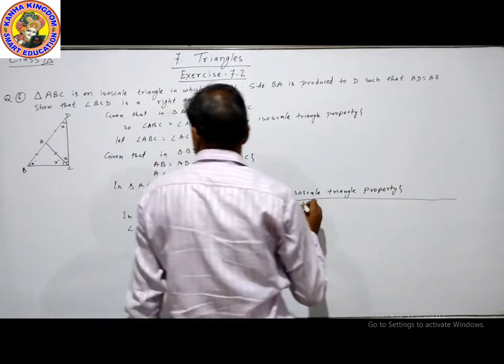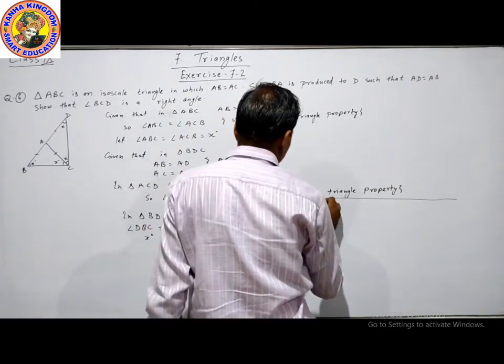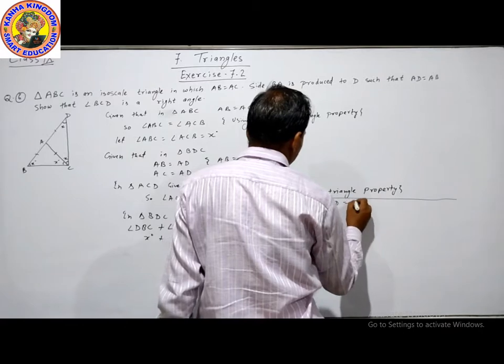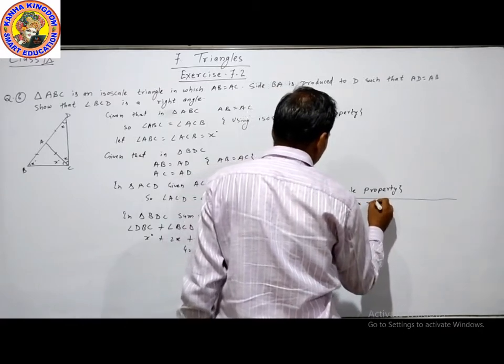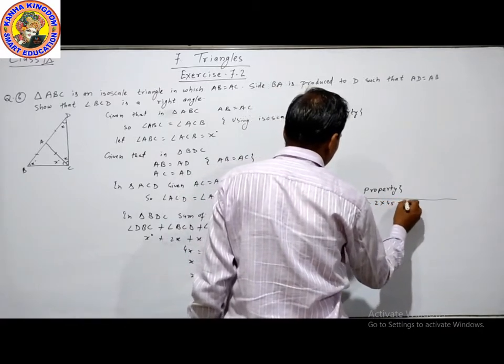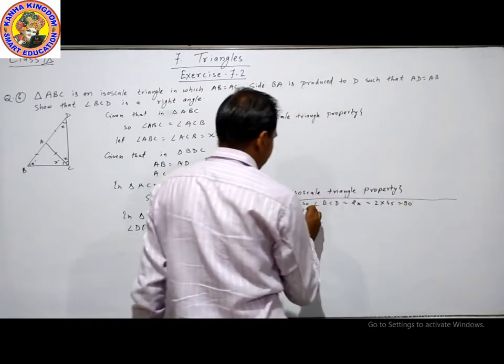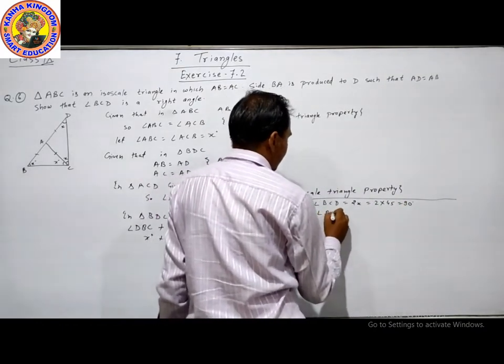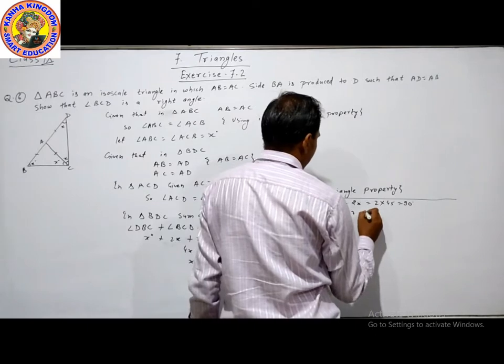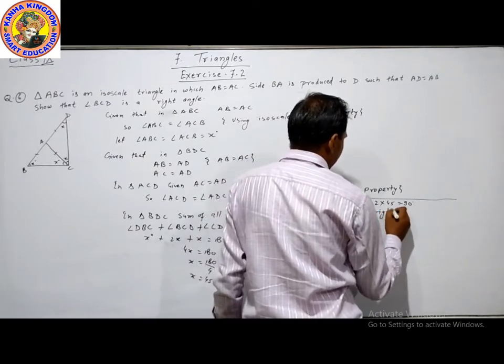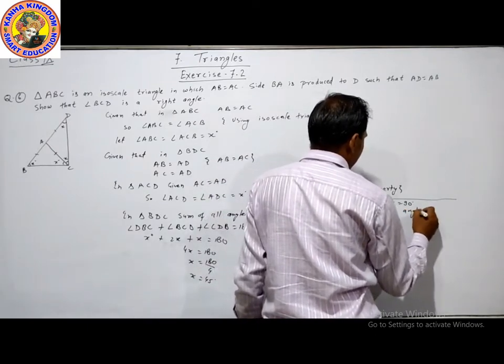So angle BCD is equal to 2x, which is equal to 2 into 45, which is 90. So angle BCD is a right angle.